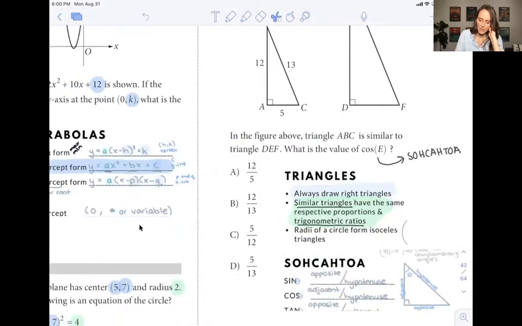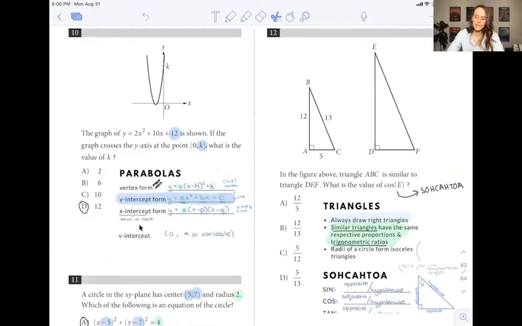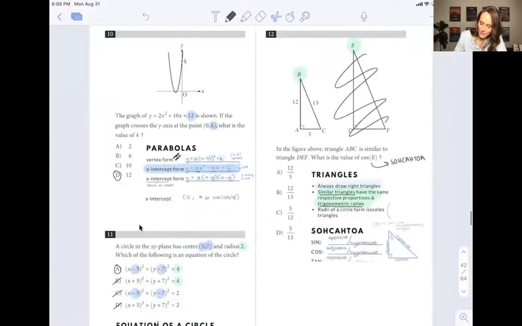Okay. So when they're asking, hey, what is the value of cosine E? The triangle ABC and triangle DEF are similar. So cosine of E is going to be equal to cosine of B. So I don't even really need this other triangle at all. I can just say cosine of E. I'm going to do my work down here. Cosine of E equals cosine of B.